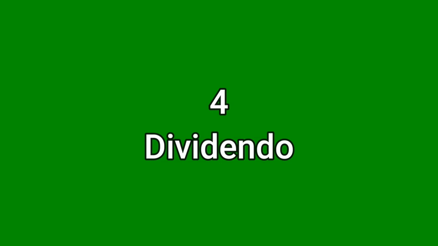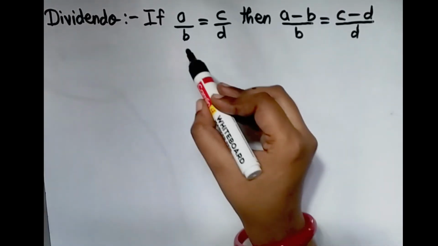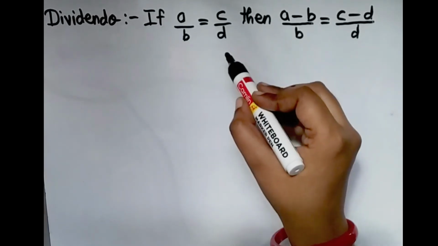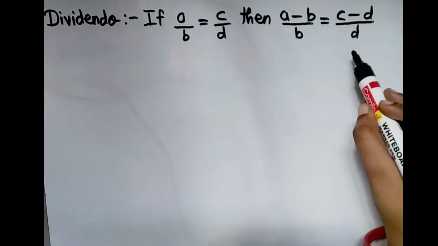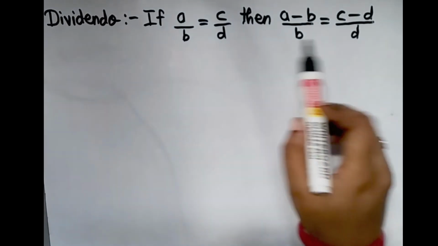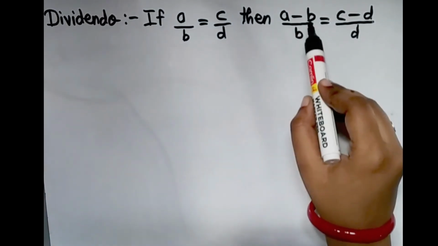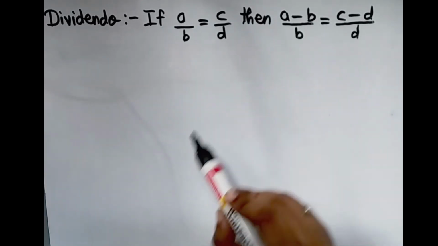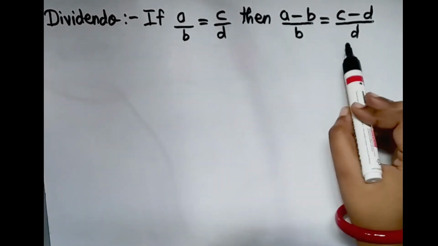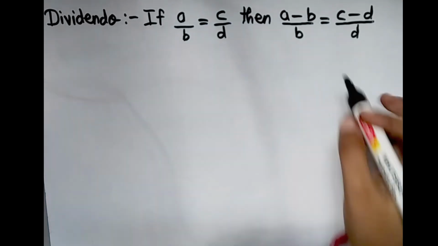Next property is dividendo. If A upon B is equal to C upon D, then A minus B upon B is equal to C minus D upon D. Here we will subtract the denominator from the numerator on both the sides, and the denominator we will keep as it is. Okay. Now how will you prove it?